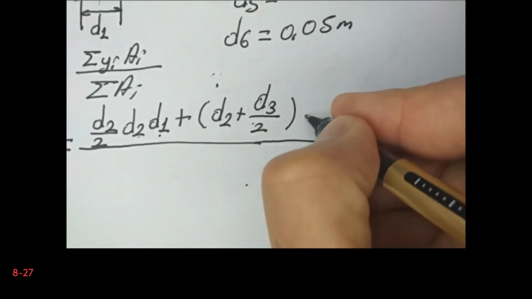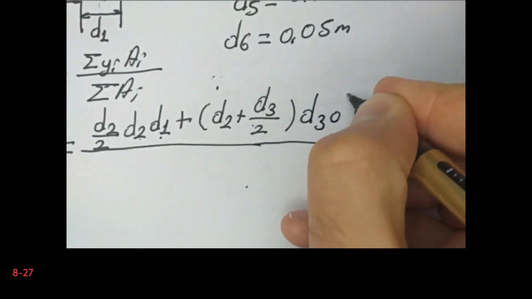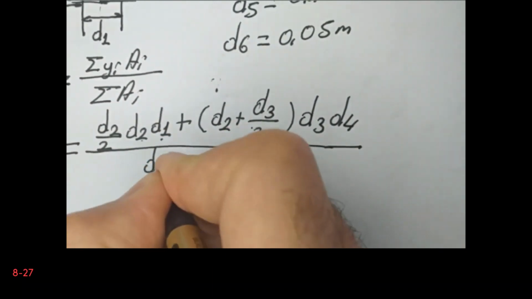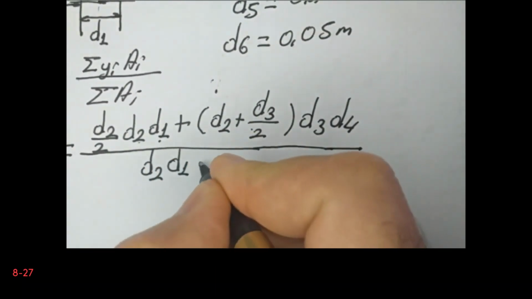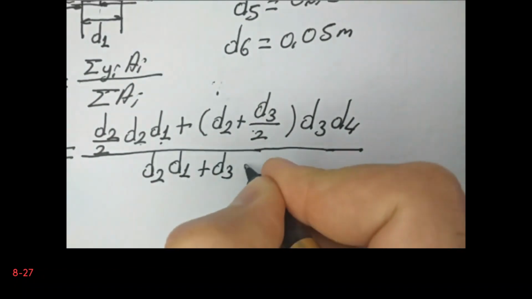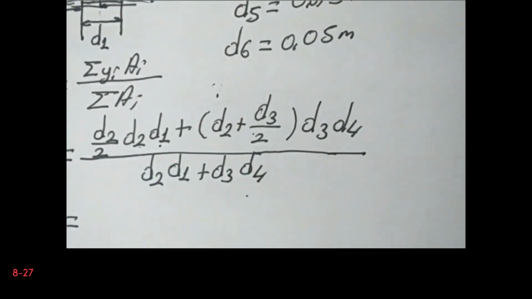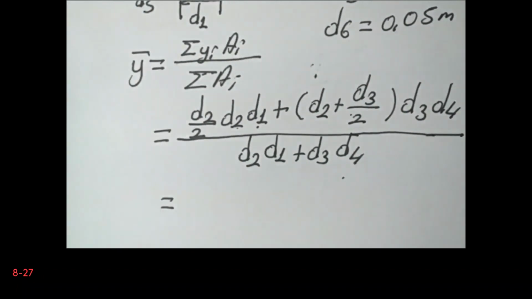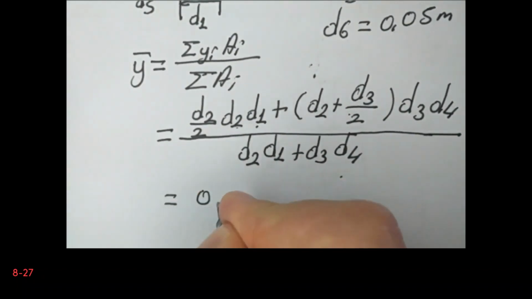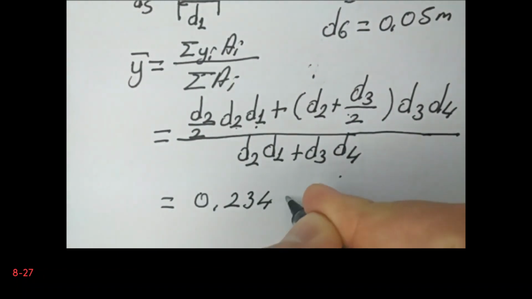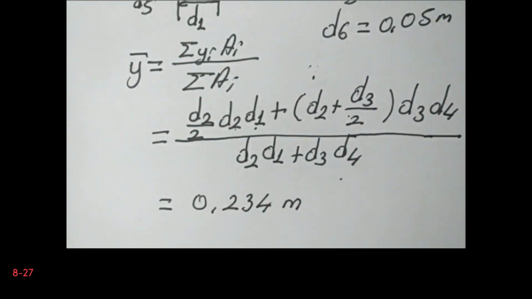The total area is D2 multiplied by D1 plus D3 multiplied by D4. So the result is 0.234 meters. So this is the location of the neutral axis.